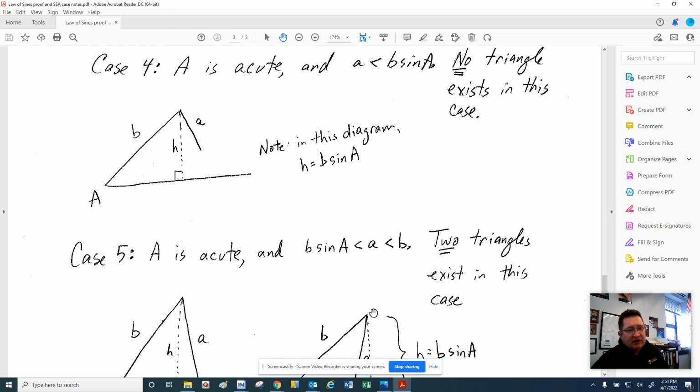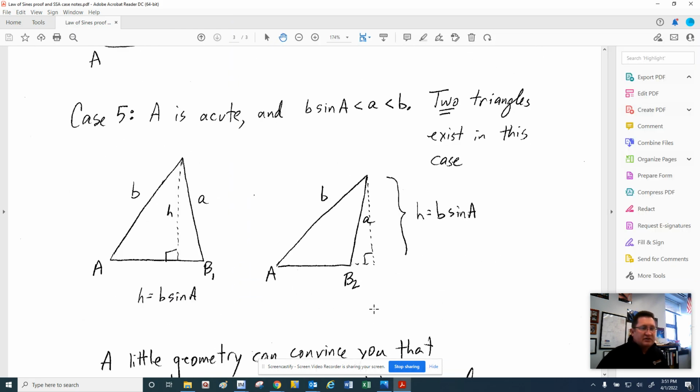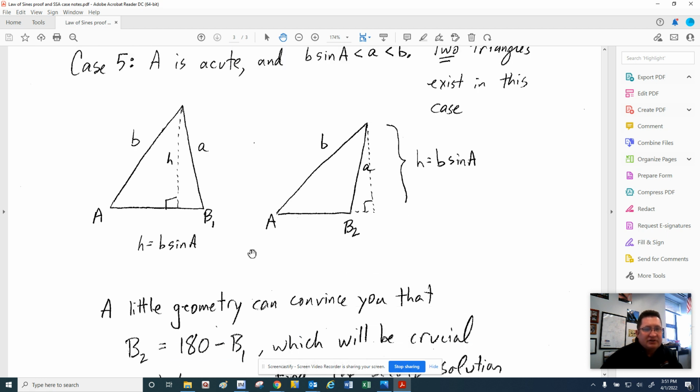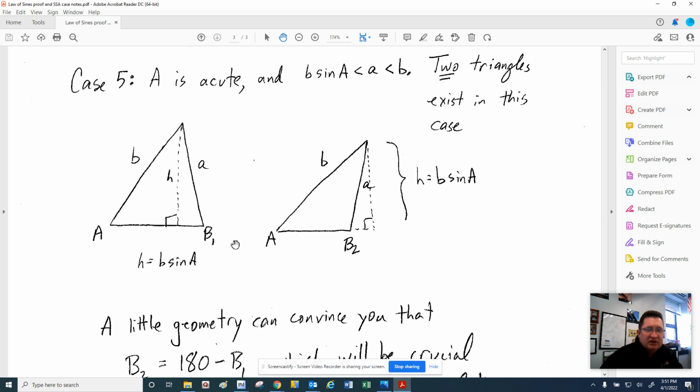And so in this case, what if the side they give you for A is in fact smaller than B, but yet bigger than that altitude we talked about? And so a little geometry can convince you that you've got two possible solutions here. And so let me give you another picture that really helps a little bit better with that.